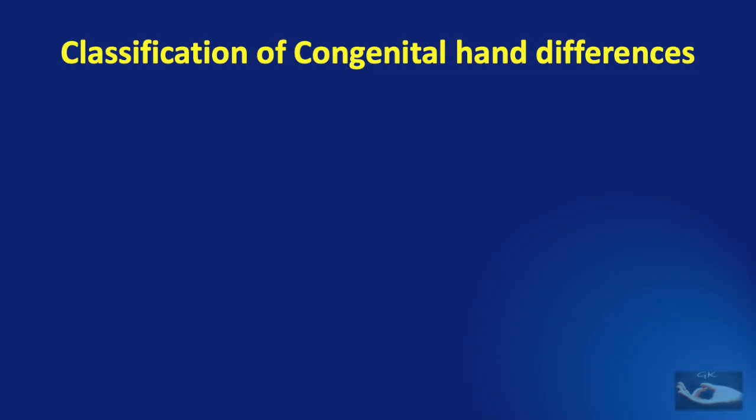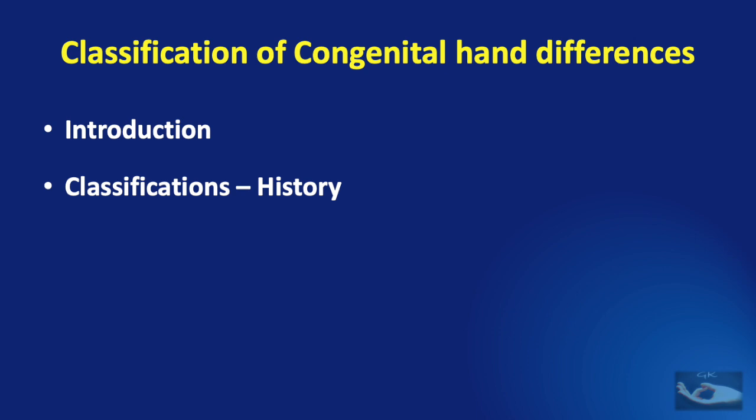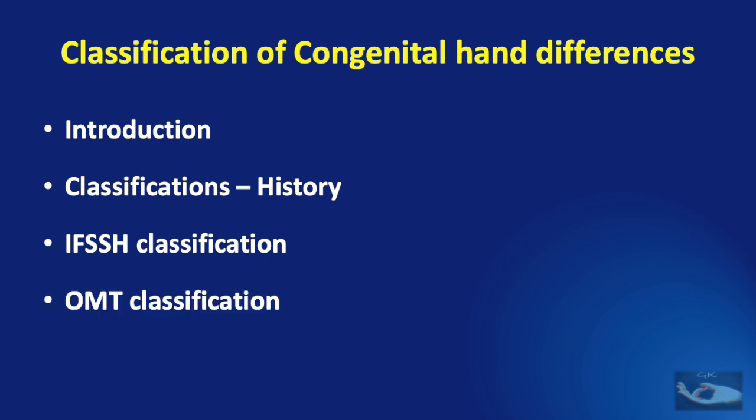In this video, dealing with the classification of congenital hand differences, we shall first see a short introduction, the history of the different classification systems available, the IFSSH classification or the International Federation of Societies for Surgery of the Hand, their adopted classification, and finally the OMT classification.